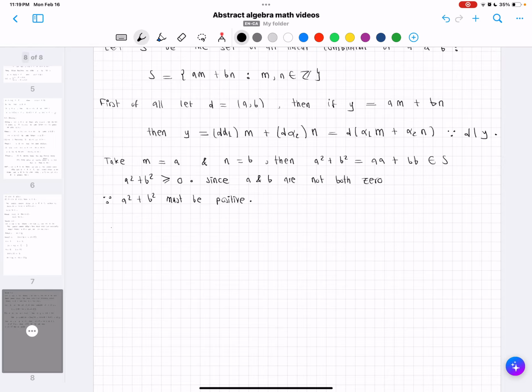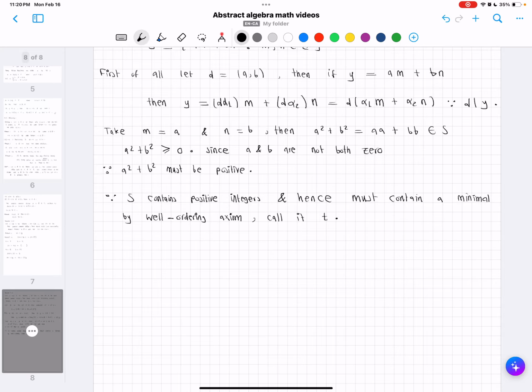So therefore S contains positive integers, and hence must contain the smallest positive integer by the well-ordering axiom. Call it T.